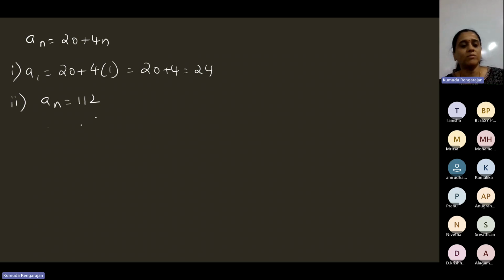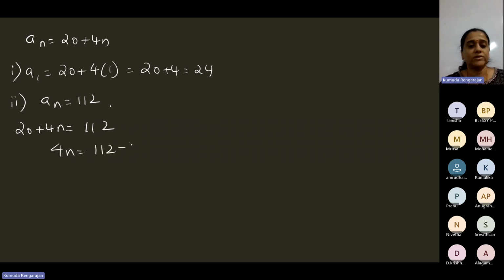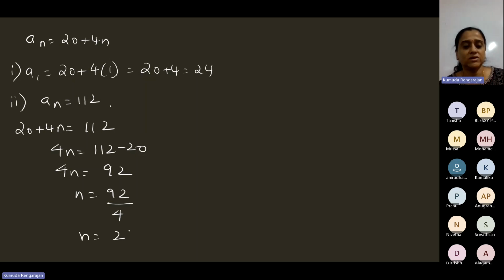You can also use the formula a plus n minus 1 into d; both will give the same answer. Or you can say 20 plus 4n is equal to 112. So 4n is equal to 112 minus 20. So 4n is equal to how much? 92. n is equal to 92 by 4. n is equal to 23. Okay, so you get the same thing, right?